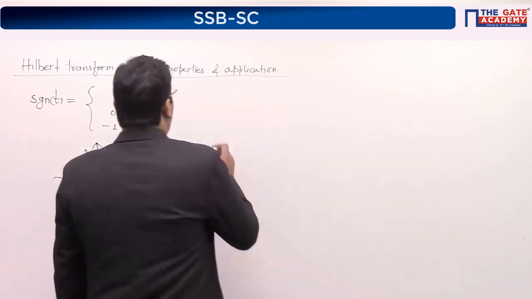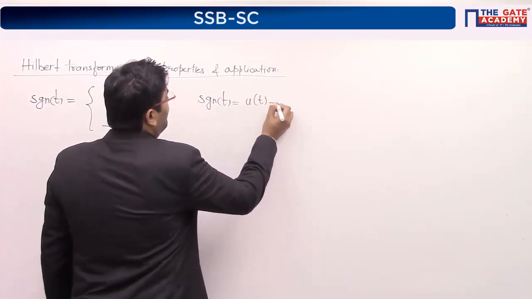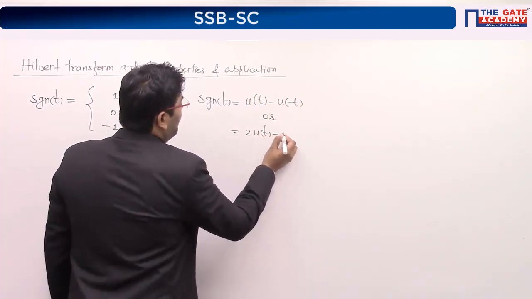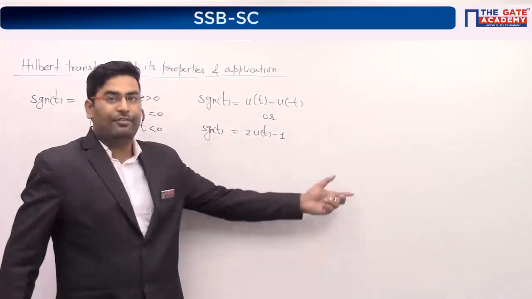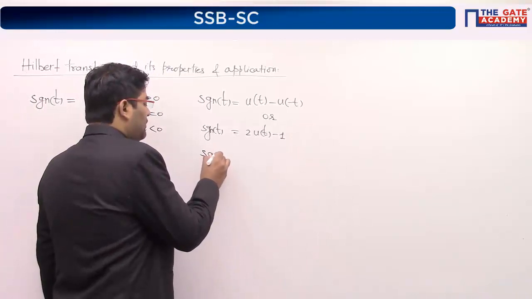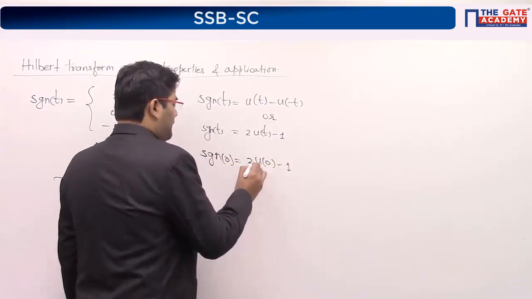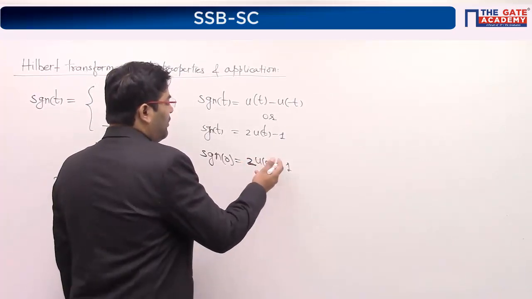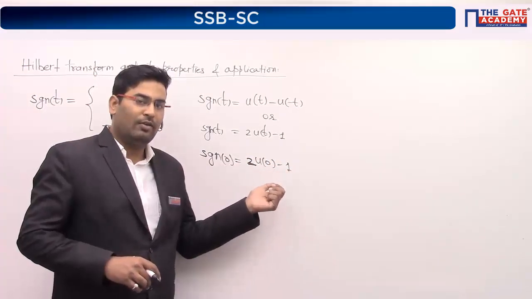Now guys, we also know that signum t can be written as u(t) minus u(minus t), or it can also be written as 2u(t) minus 1. But there you have to use the formula of the Gibbs phenomenon. Don't use some generic formula. As per Gibbs phenomenon, if you find signum 0, it is 2u(0) minus 1. If you don't follow Gibbs phenomenon, u(0) is 1, so 2 into 1 minus 1 is 1, which is wrong.